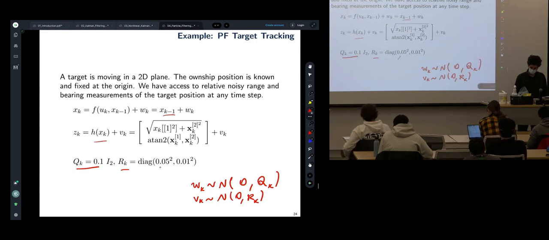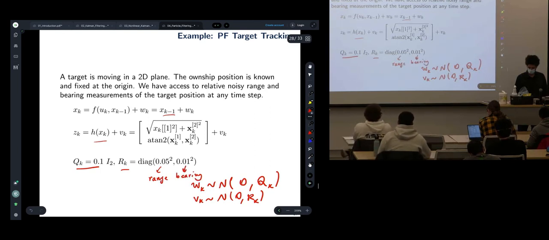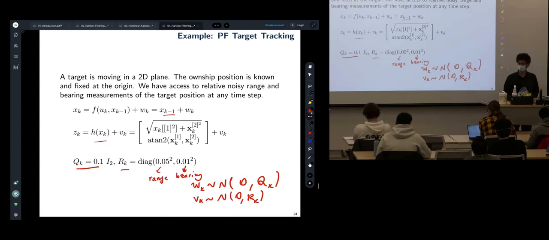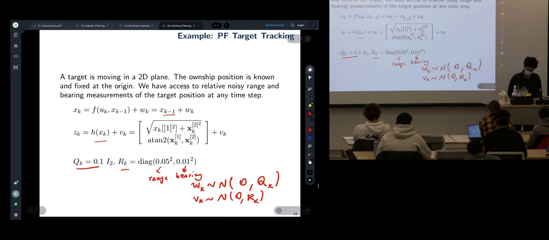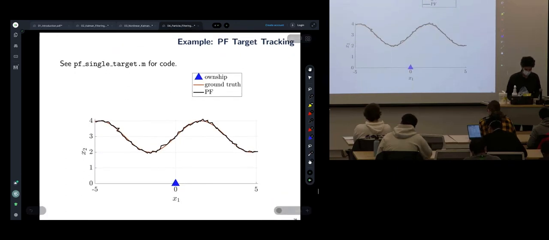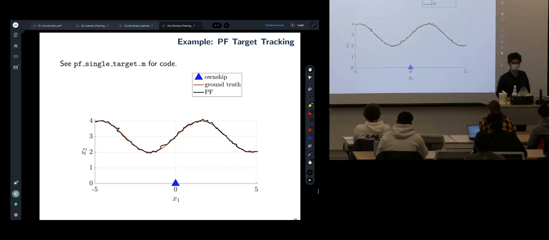So this is the variance for the range measurement, and this is for bearing. Bearing is the relative angle to the sensor, to the y-axis here. So we run that particle filter, which is called SIR. That particle filter that for robotics we covered is called SIR, sample importance resampling. You sample from a motion model, you update the importance weights using the likelihood of the sensor model, and then you do resampling. So the cycle is sample importance resampling.